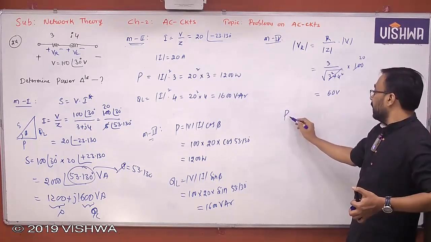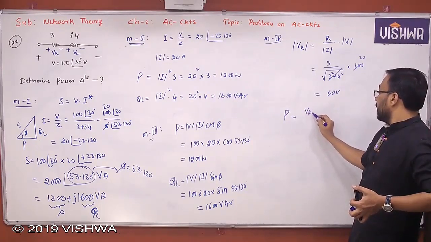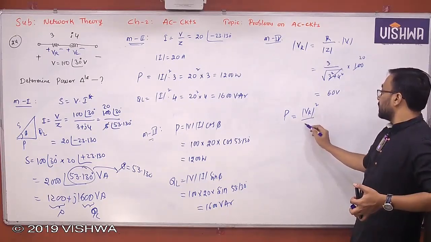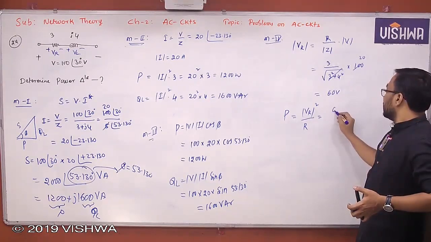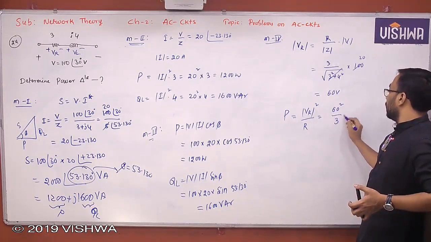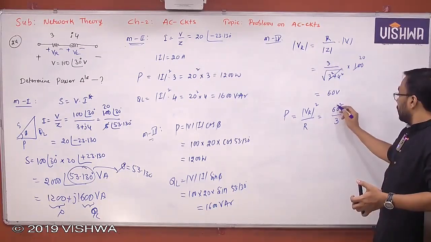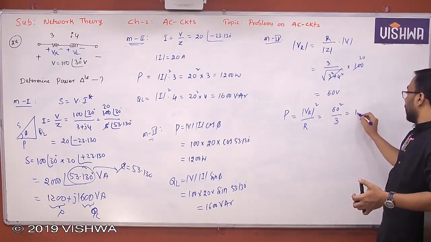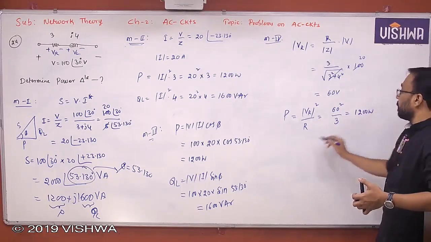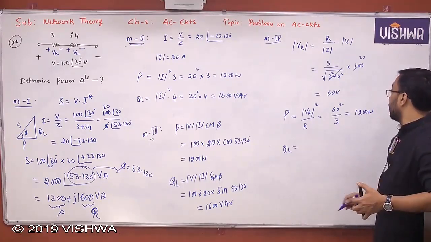So what is P? P is nothing but VR square by R. Understand? VR square by R. So 60 square by 3. You understand? 60 square by 3. So it's again 1200 watt. QL is nothing but VL I want, right?